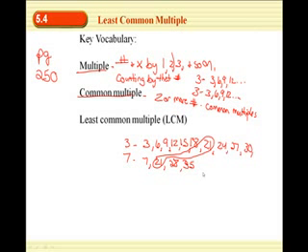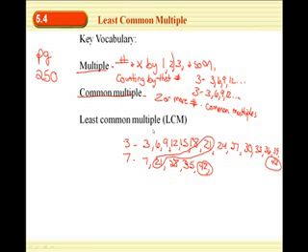Now I could get more common multiples. I could keep going. That would be 33, 36, 39, and then 42. So 42 would be another common multiple. And sometimes problems will say, what are the first 3 common multiples? Or if something happens every 3 seconds and every 7 seconds, when will they happen at the same time? After 21 seconds, after 42 seconds. Those are some real life situations where that happens.